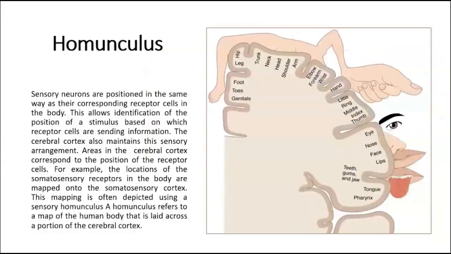This is called the homunculus. This is just a graphical representation of the number of receptors that we have in our skin. For example, where do you have more receptors, in your hand or in your arms? As you can see here, there are more receptors in your hand. Since you have more receptors, you have a bigger area in your brain that is going to help you process the information that you receive from your hands compared to, for example, what you have in your forearm.